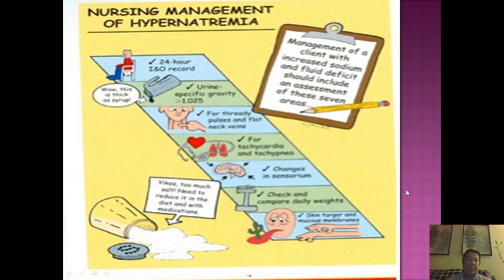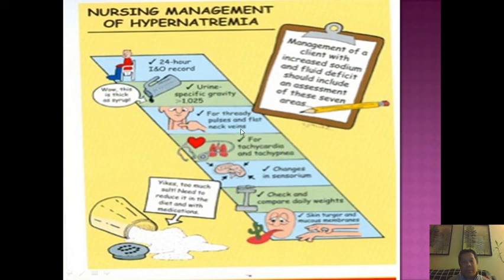How do we manage hypernatremia? Again, 24-hour intake and output, measuring daily weights, very, very important. Checking urine specific gravity, and most likely, if the patient is dehydrated, again, the urine will be concentrated, leading to a higher specific gravity, greater than 1.025.